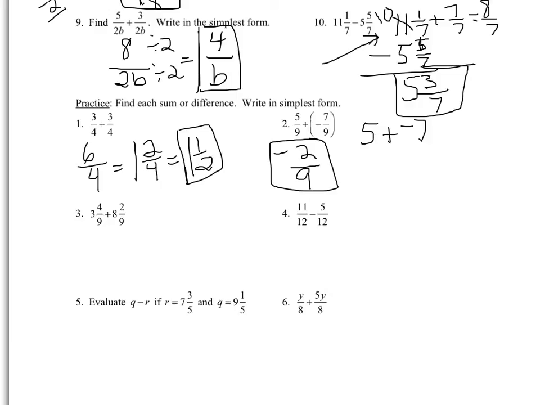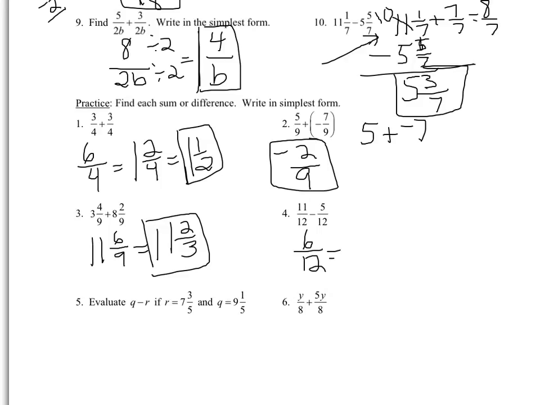Okay. In number 3, we have 3 4/9 plus 8 2/9. So 3 plus 8 would be 11. And then 4/9 plus 2/9 gives me 6/9. Now that can be simplified. 6 and 9 can both be divided by 3, so we're going to have 11 2/3. Okay. In number 4, we have 11/12 minus 5/12. So our denominator is going to stay the same, and 11 minus 5 is 6. So 6/12, when we simplify that, is 1/2.